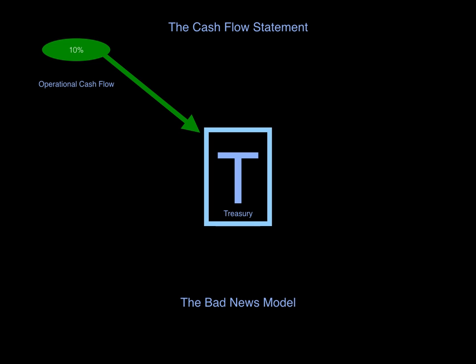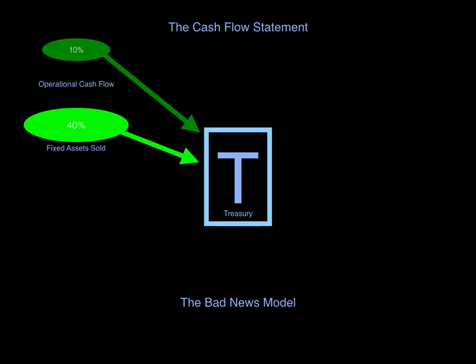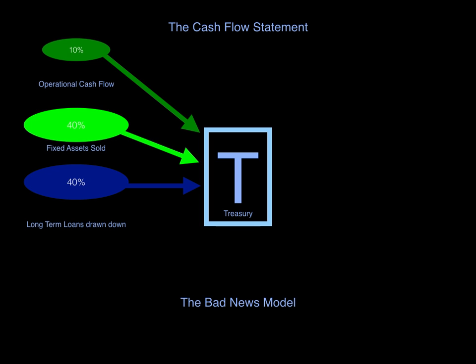Operational cash flow is only 10% of the total. The balance has mainly come from selling fixed assets and drawing down long-term loans. A small amount has also been withdrawn from the bank account.